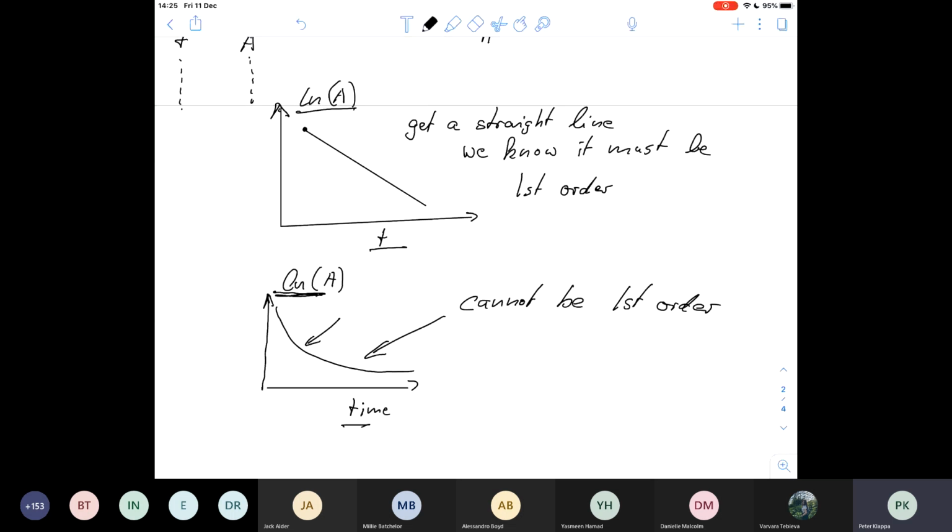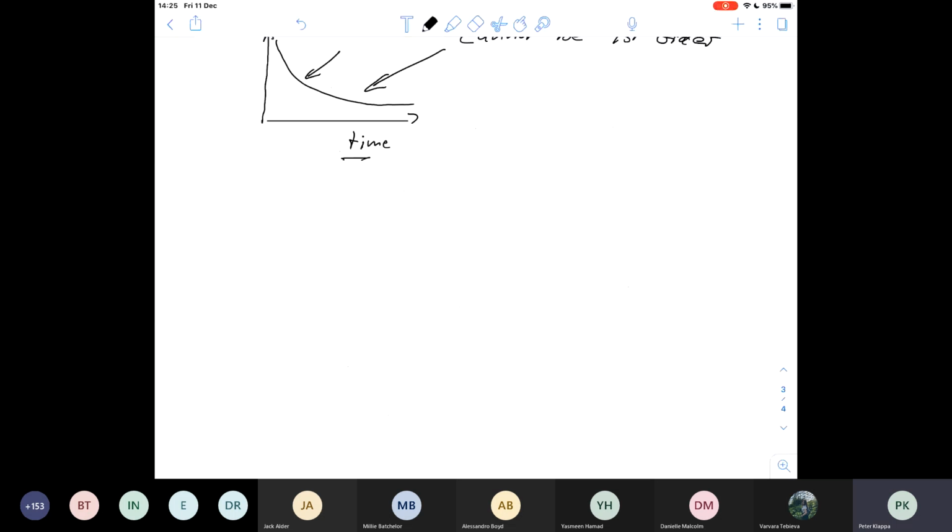Now, there is a question about half-life. The other thing is Peter's asking about a second order. Could it be a second order? Yes, it could be a second order reaction. Actually, we could quickly write the equation for a second order reaction.